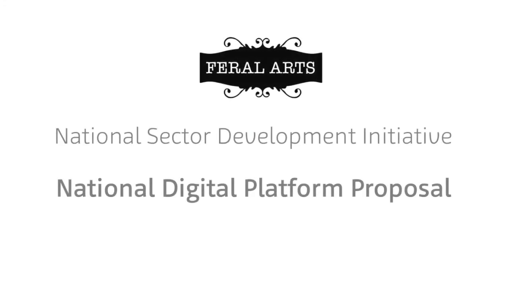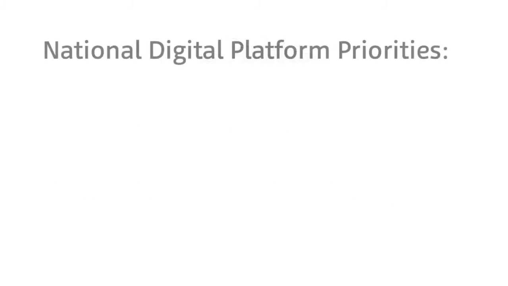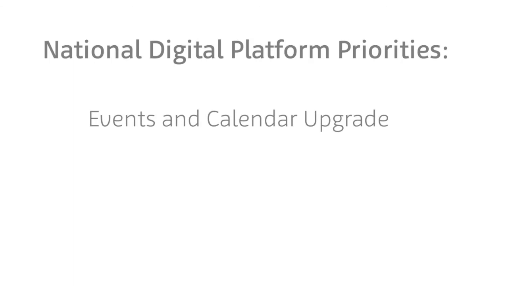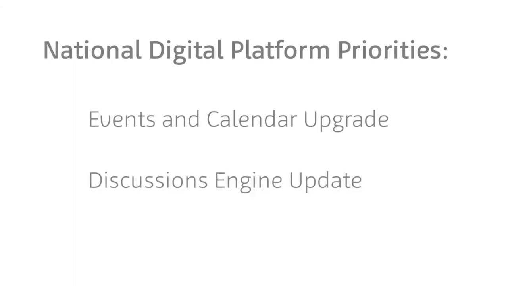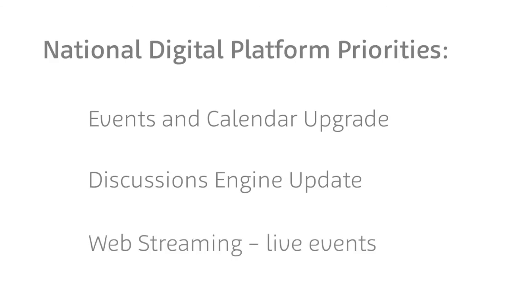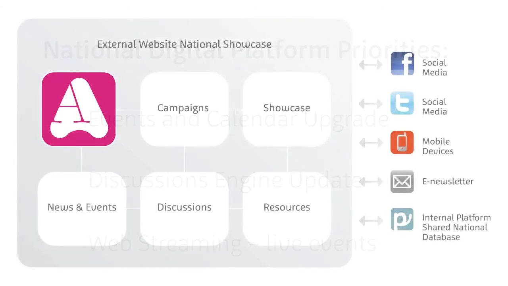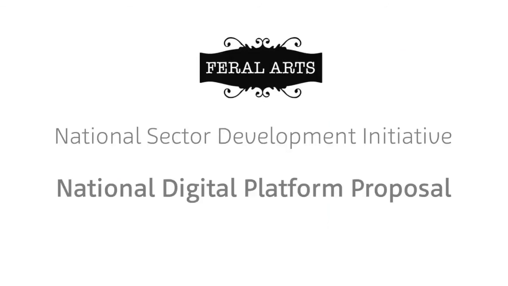Based on input and consultation so far, Ferals have some programming priorities already in place to better support the needs of the sector. They include a major overhaul of their events and calendar systems, updates to the discussions system, further development of the web streaming services to support live sharing of performances and events around the country. They are also working out ways to enable the other leading programmers and web developers in the sector to be actively involved in developing the platform over the next couple of years.